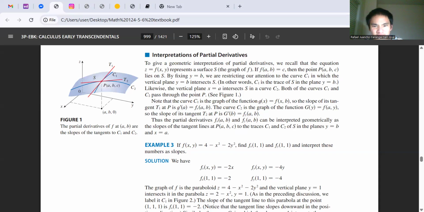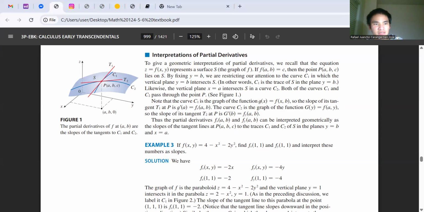We do f prime, does that make sense? No, we don't do f prime. We just do f sub x, a b. Our b is fixed. We replace x with a here. So that's our partial derivative, right? That's what we're trying to say.